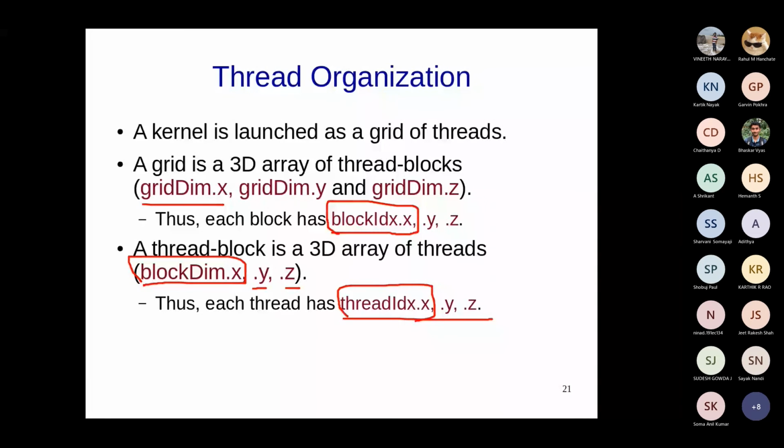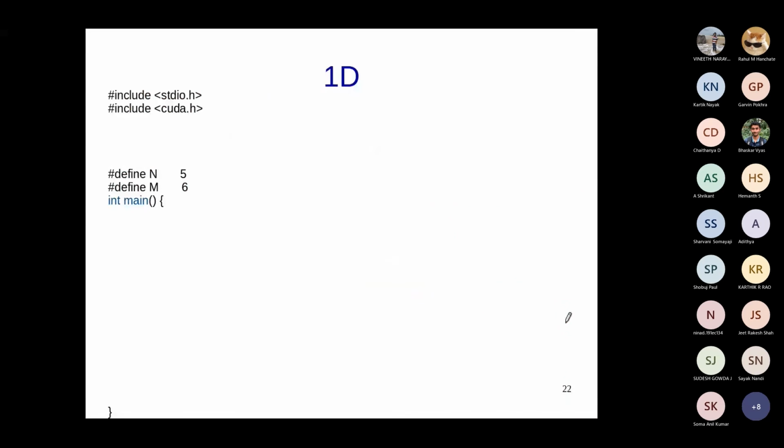The second bus, which has bus number 1, will have 1 into 1024 plus 0 to 1023. Therefore, it will have 1024 to 2047 as the IDs of the second set of students, and so on. So the calculation becomes blockIdx.x into blockDim.x plus threadIdx.x. That is going to give me a unique ID for a particular thread. Right, so that is what I'm going to show here in one dimension.